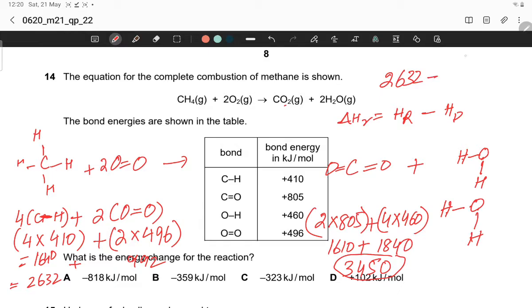2632 minus heat of product, 3450. So 2632 minus 3450 is equal to minus 818. So option A is correct.